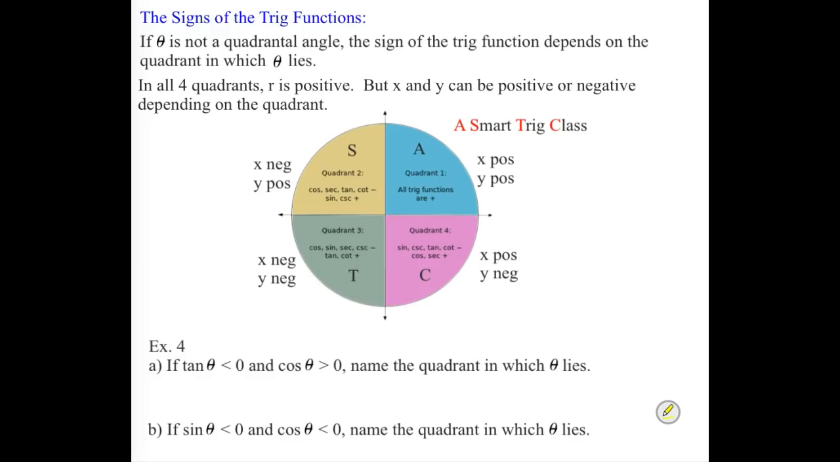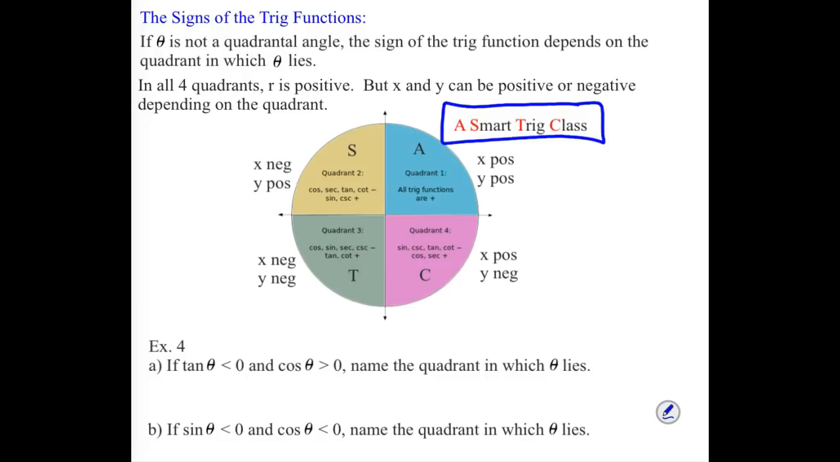So in this picture, we tried to summarize all of that information. It says if theta is not a quadrantal angle, meaning it doesn't land on an axis, the sign of the trig function depends on the quadrant in which theta lies, wherever that terminal side is. In all 4 quadrants, the radius is positive, but x and y can be positive or negative depending on the quadrant. A quick way for you to remember it is to use the phrase, a smart trig class.